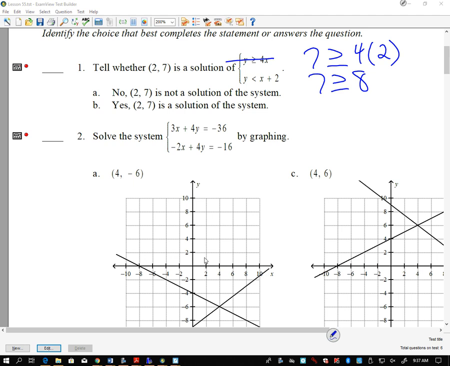No. So it doesn't work there. Is 7 less than 2 plus 2? Is 7 less than 4? No. So what is our answer? A. No, (2, 7) is not a solution to this system.